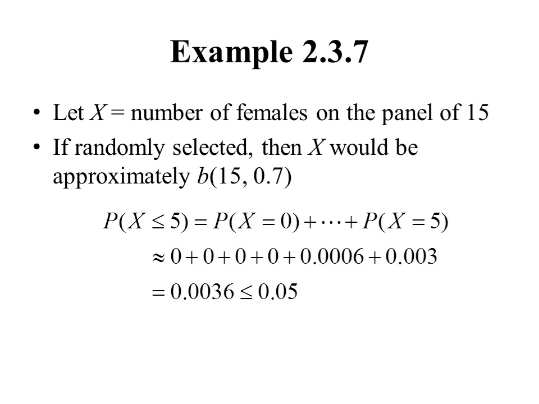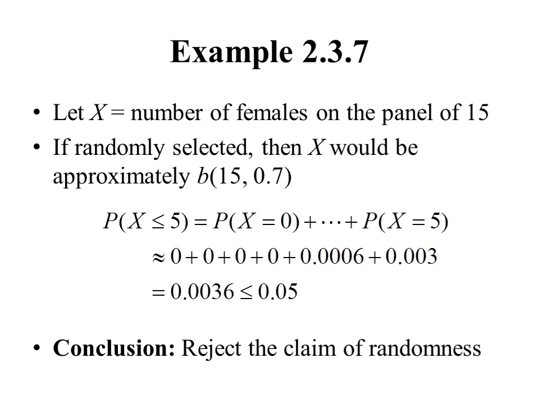Then the probability that x equals 0, 1, 2, or 3 is very small, practically 0, and so that's where we get these numbers here. Those probabilities are technically not 0, but they're so close to 0 we'll call them 0. This is the probability that x equals 4, the probability that x equals 5. If we add those up, we get 0.0036, and that is much less than 0.05.